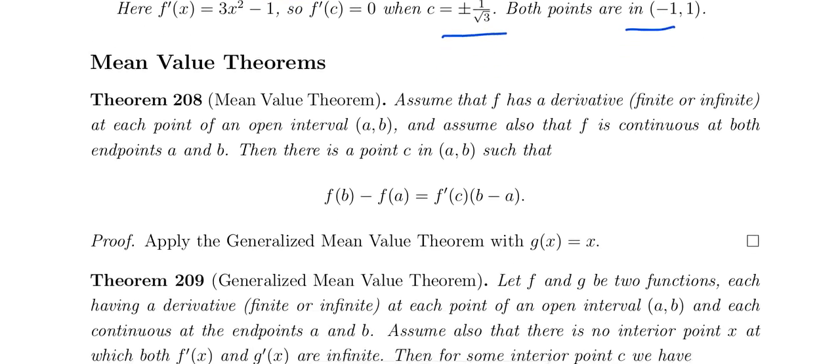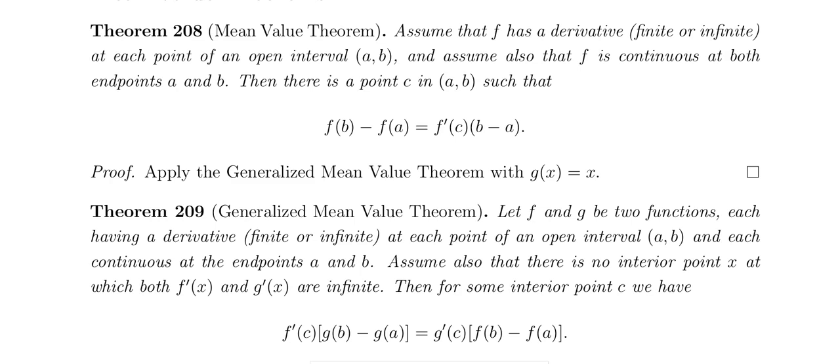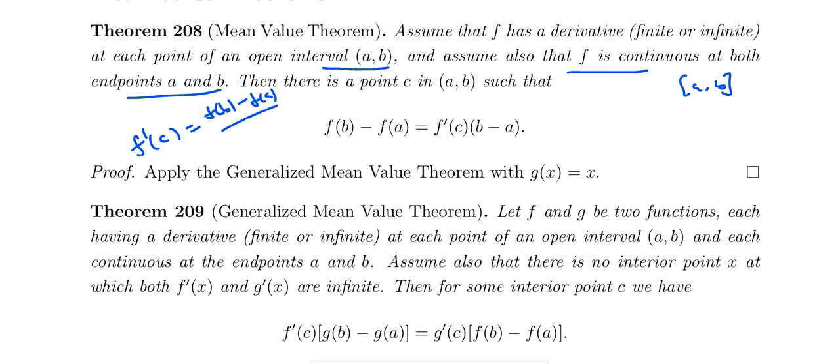In the same way, the mean value theorem: assume that f has a derivative at each point of the open interval a comma b, and the function is continuous on the closed interval a comma b. Here the statement is usually given at both end points a and b. So there is some point c in a comma b such that f dash of c equal to f of b minus f of a divided by b minus a. We have studied it like this. The generalization of this, the generalized mean value theorem, takes two functions.